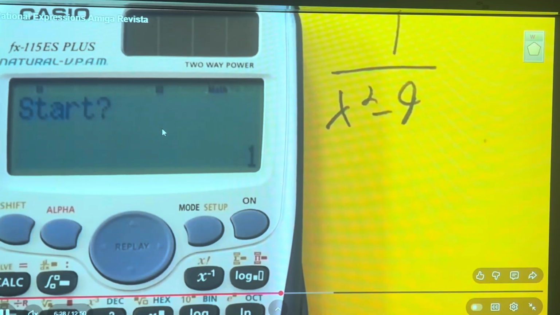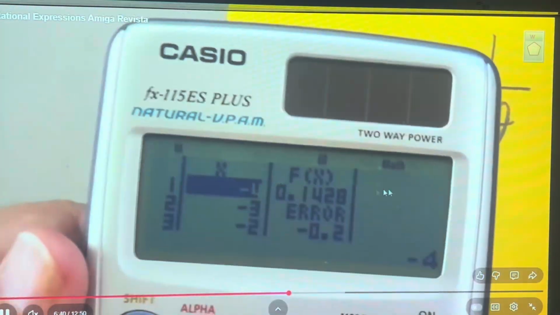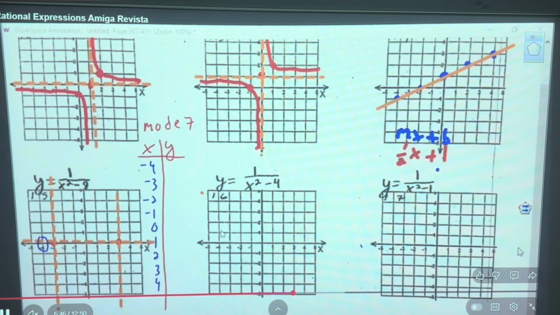1 over alpha red x, square it, -9. We don't need g of x. We're going to start at -4. We're going to end at 4. We're going to step by 1. And it'll generate these ordered pairs. And we can pop those dots. So at -4, it's going to equal 0.14.